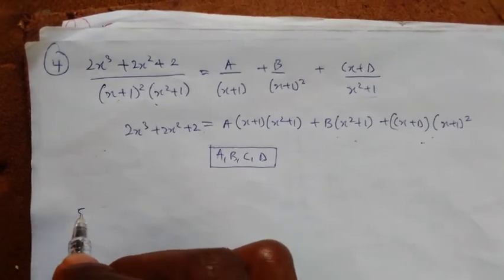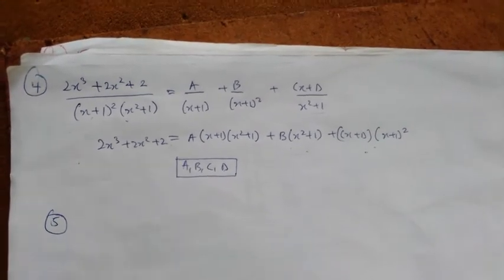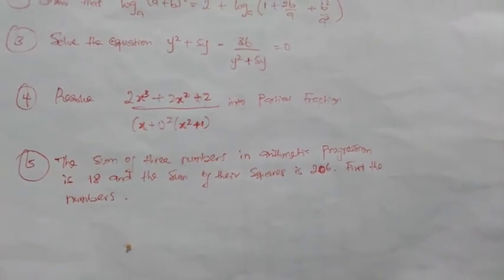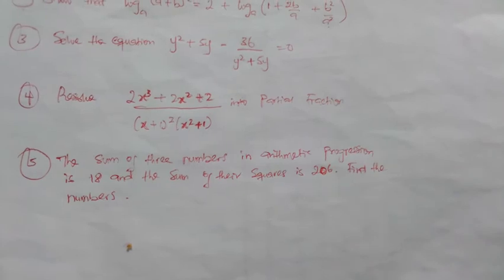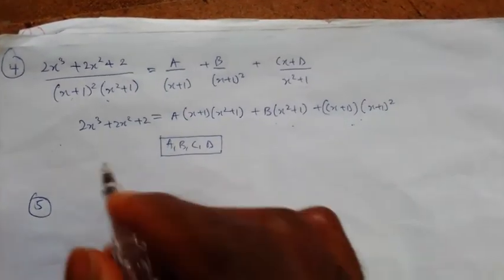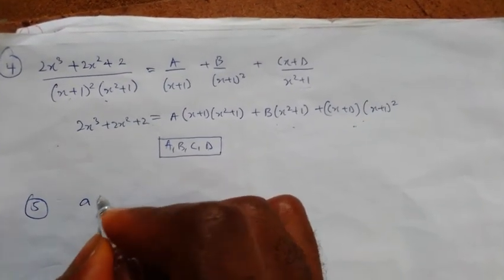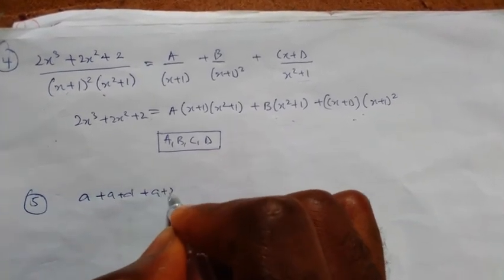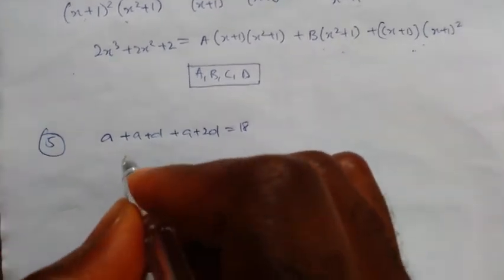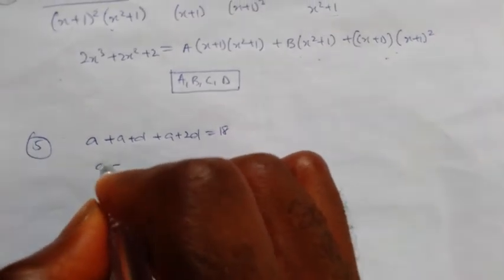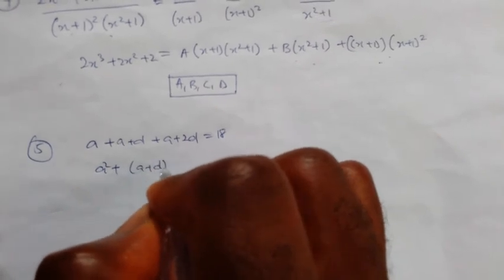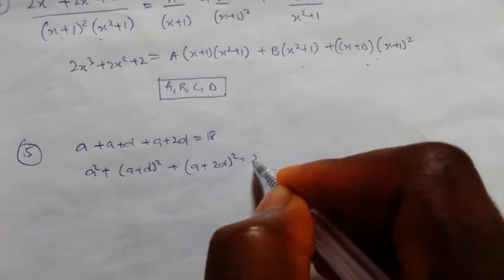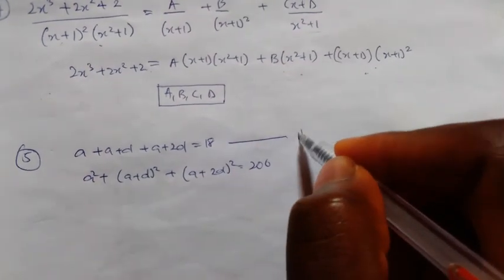And then for number 5 question, what do we have? We have this as the question, we have to solve this. The sum of 3 numbers in an AP is 18, and the sum of their squares is 206. What do we have as the expression? So let's say we're using first term, second term, and third term. I'm going to have a plus (a plus d) plus (a plus 2d) equals 18, and a squared plus (a plus d) all squared plus (a plus 2d) all squared equals 206. This gives us equation 1 and this gives us equation 2.